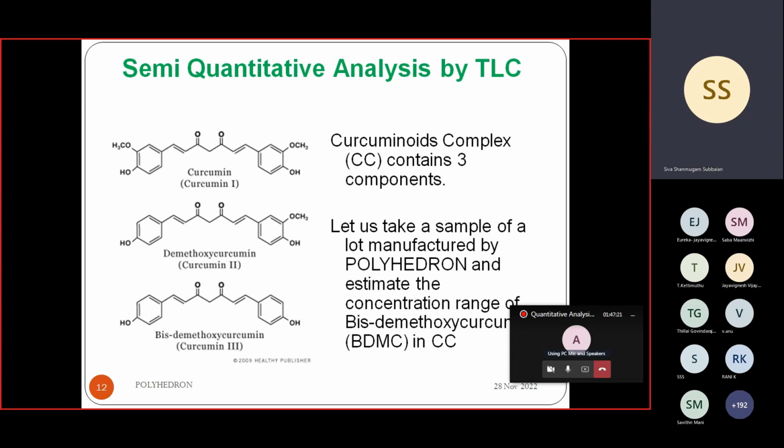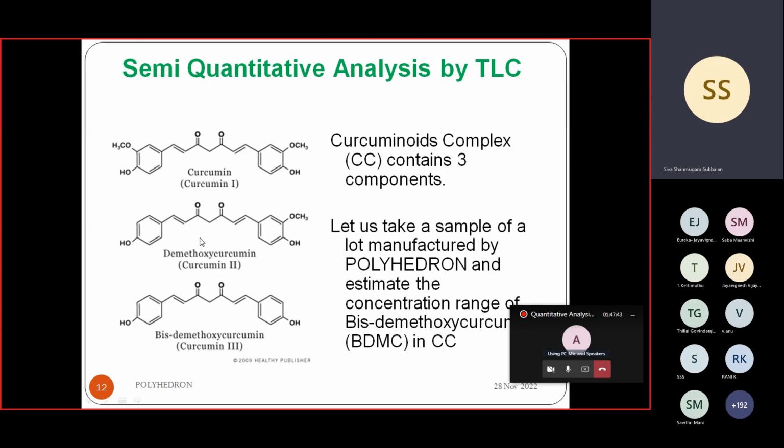And the third one is this in the curcuminoid complex. It's a mixture of three components. One is curcumin, which has two methoxy groups, another has only one methoxy group, and the third one does not have any methoxy groups, hence it is named bisdemethoxycurcumin. Normally the composition will be like this: the first one, pure curcumin, will be around 75 to 80%.